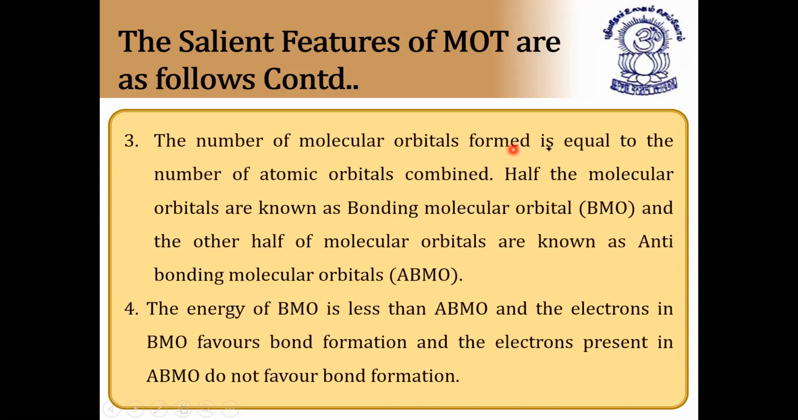The number of molecular orbitals formed is equal to the number of atomic orbitals combined. Half the molecular orbitals are known as bonding molecular orbitals, and the other half are known as anti-bonding molecular orbitals. So we have bonding as well as anti-bonding. The energy of bonding molecular orbitals is less than anti-bonding molecular orbitals, and the electrons in bonding molecular orbitals (BMO) favor bond formation, and the electrons present in anti-bonding molecular orbitals (ABMO) do not favor bond formation.